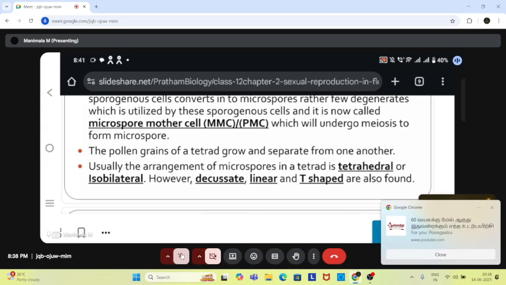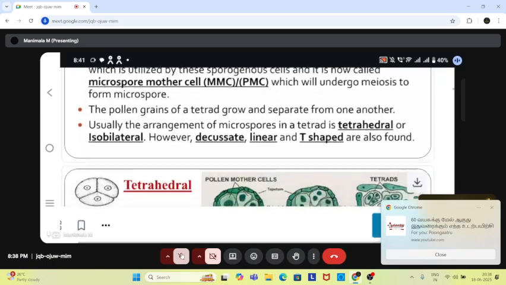So inside each microsporangium, how many microspores do we have? Thousands. Nearly thousands of pollen grains or microspores are present, and they are released when the anther dehisces. Now, when the anther dehisces, that is, splits into two, what happens? Many pollen grains get released, right? Now we are going to discuss the character of those pollen grains.